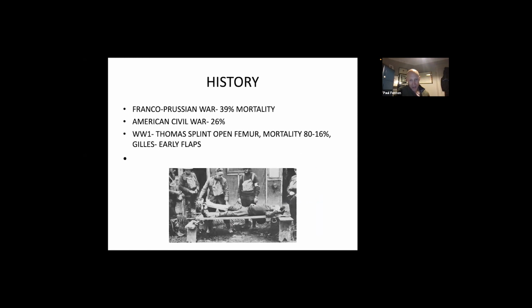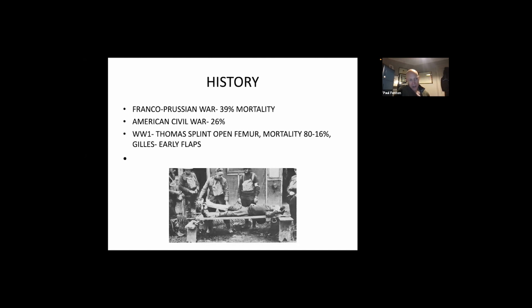And then we move forward again to the early 20th century, the First World War. So at the start of the war, if a combatant sustained an open femoral fracture, by the time they'd been transported back to the field units and the military hospitals, the mortality rate was about 80%. And it was the introduction of the Thomas splint, which you can see in the picture at the bottom. So applying early skeletal stabilization, which then stabilizes the fracture, reduces the bleeding, reduces the associated inflammation, and the mortality rate dropped from 80% to around 16%.